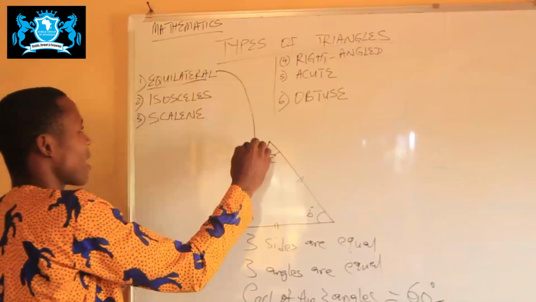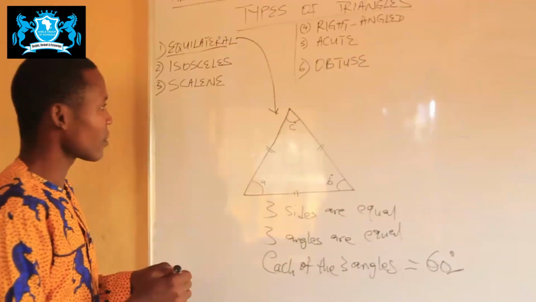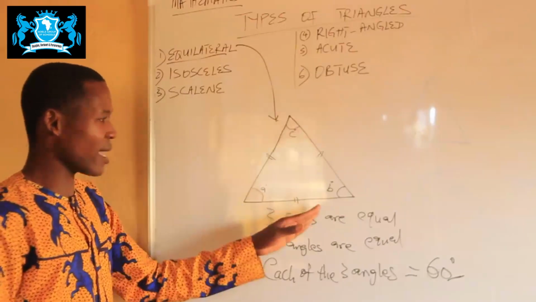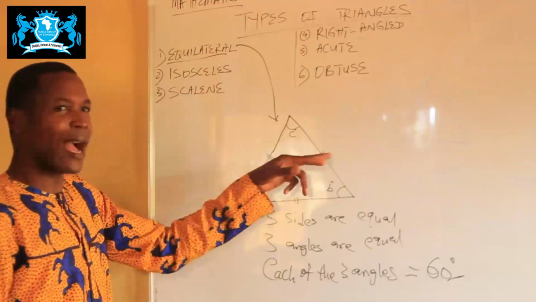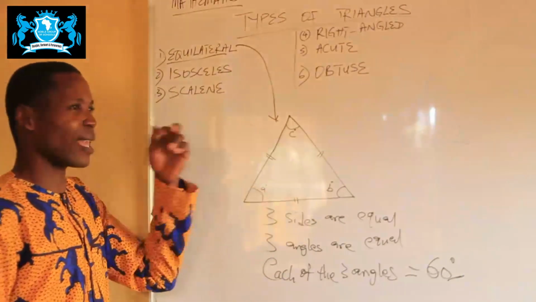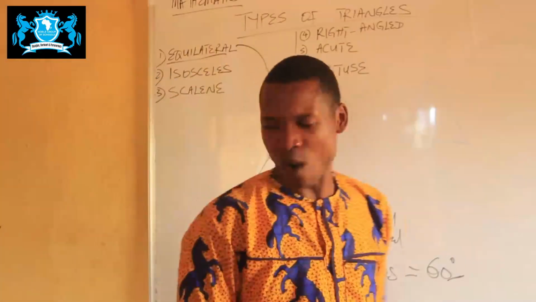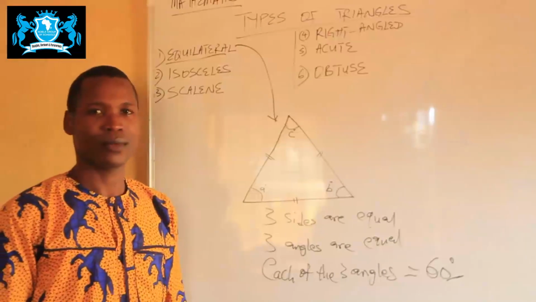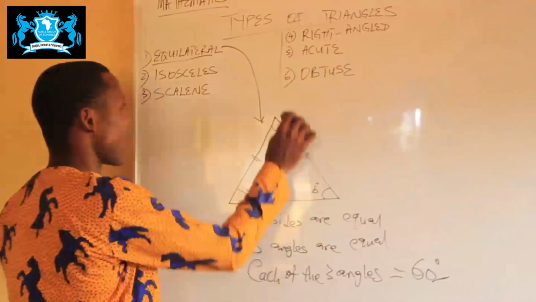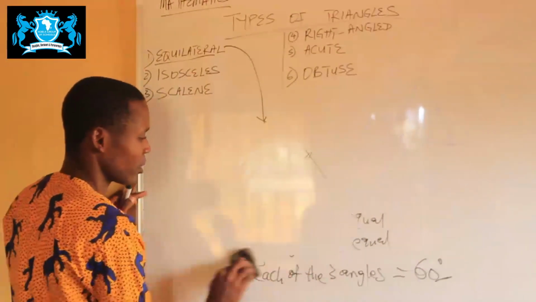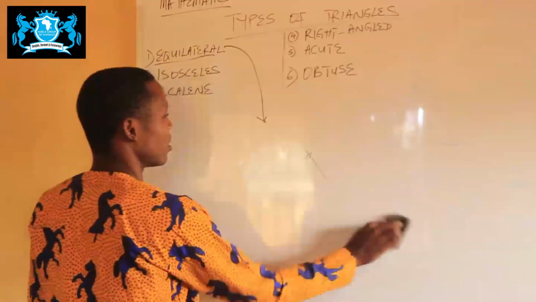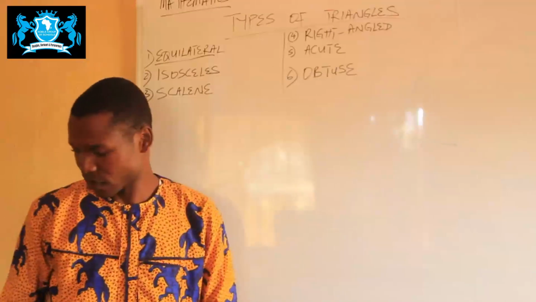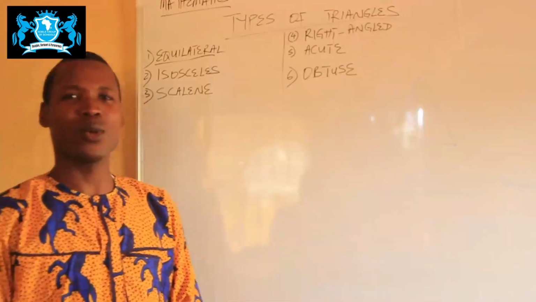In an equilateral triangle, the 3 sides are equal, like you can see. Here are equal. Then the angles here, and here are all equal. That is it for an equilateral triangle. We will now go to the next type of triangle, which we will call the isosceles triangle. When we say isosceles, what do we mean?